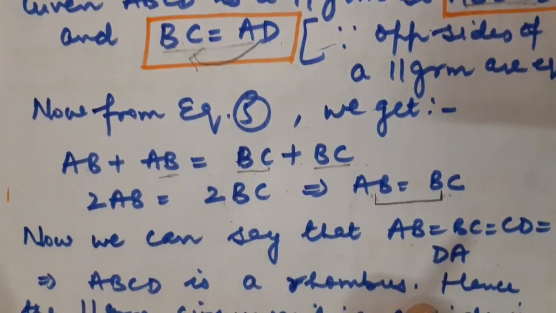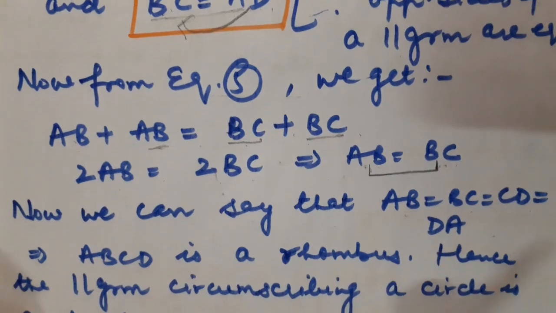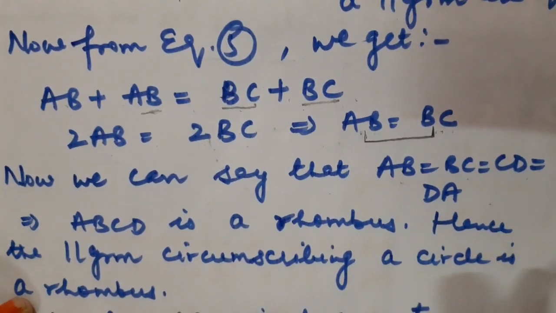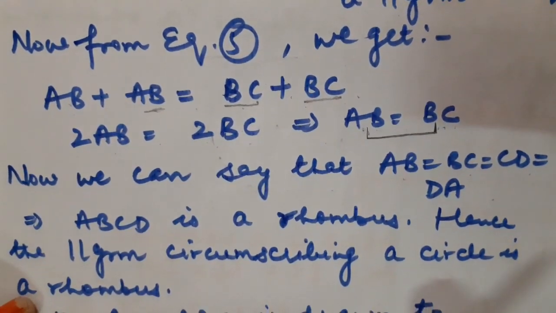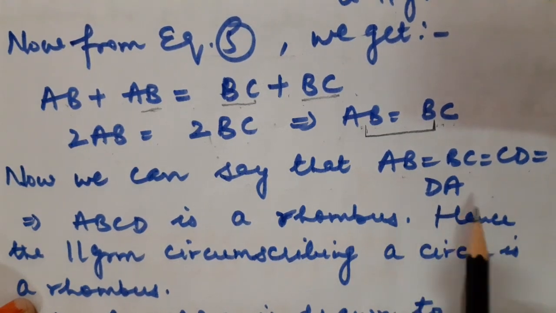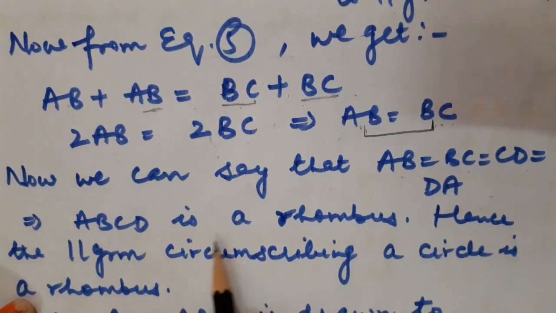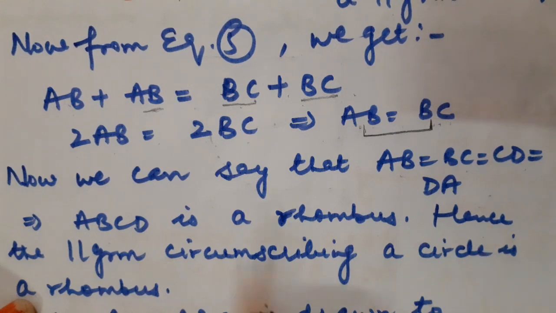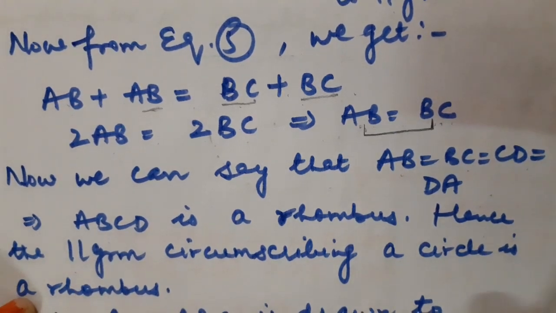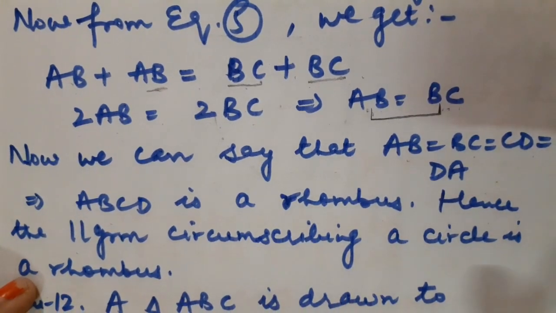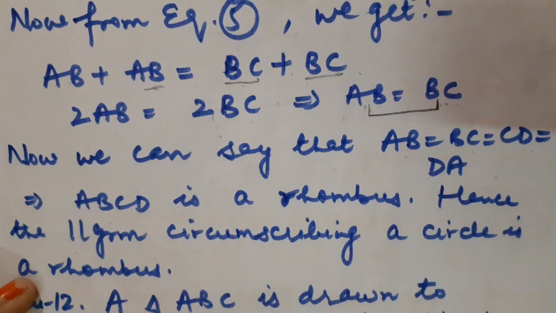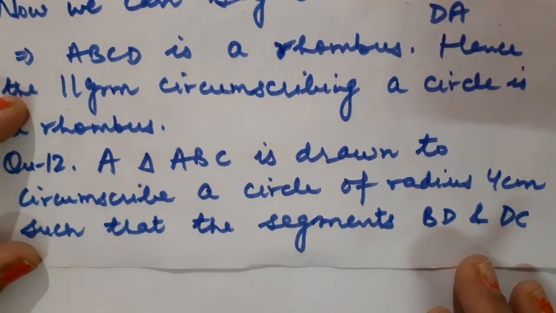So when all the adjacent as well as opposite sides are equal, so definitely the parallelogram will become a rhombus. Okay. So as all the four sides are equal, so we can say that ABCD is a rhombus. Hence, the parallelogram circumscribing a circle is a rhombus. Clear, children? Now, children, let us switch to question number 12.